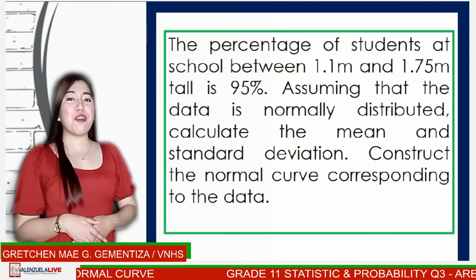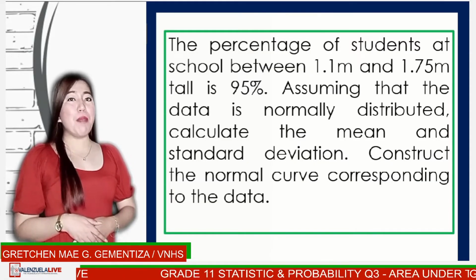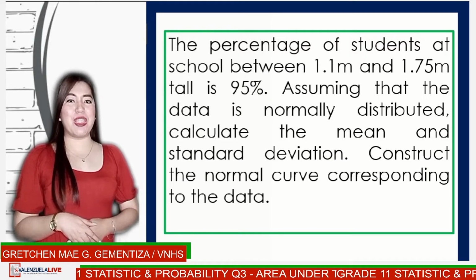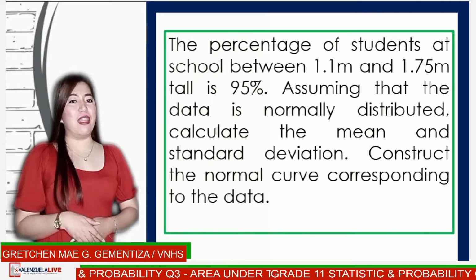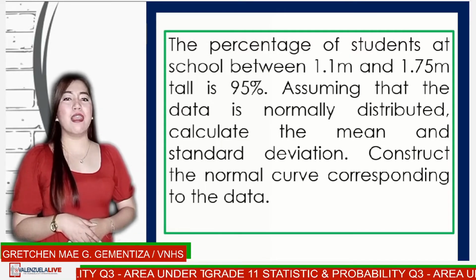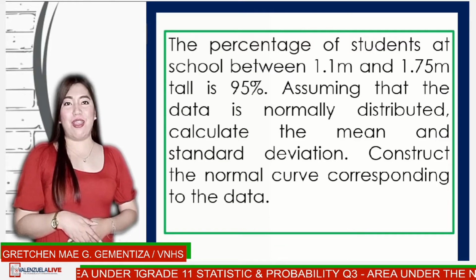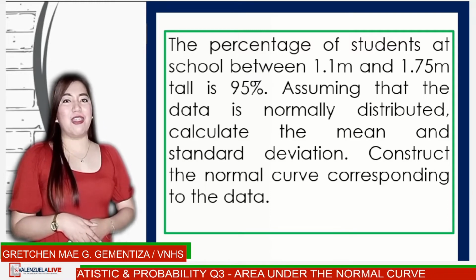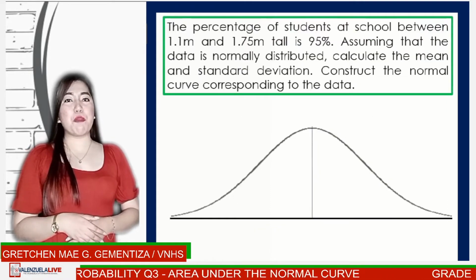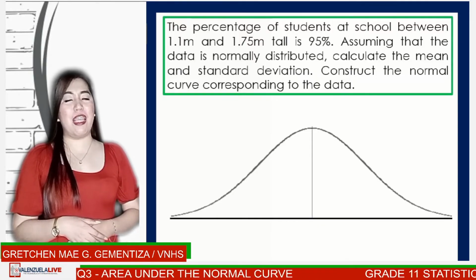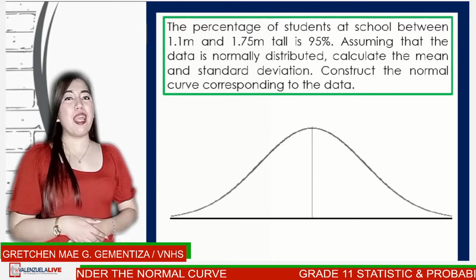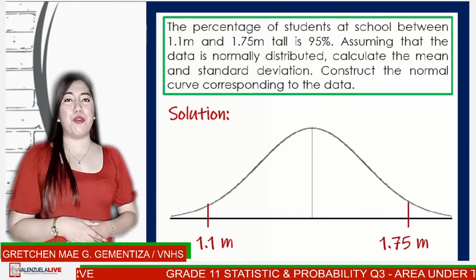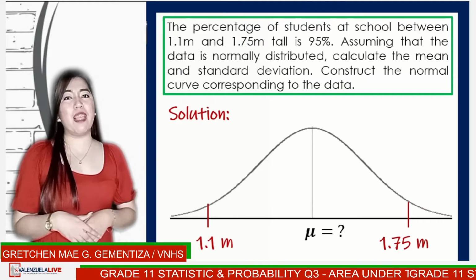The percentage of students at school between 1.1 meter and 1.75 meter tall is 95%. Assuming that the data is normally distributed, calculate the mean and the standard deviation. Construct the normal curve corresponding to the data. To solve this problem, let us drop the given in a normal curve. We have two given x-scores, the 1.1 meter and 1.75 meter, which the mean is between these scores.